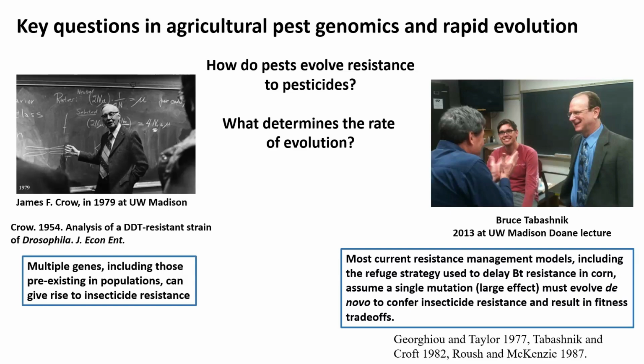So often they even claim that it's likely to be recessive because of the fitness trade-offs that are involved. And if we plan our strategies of management around that model, we can delay the onset of resistance evolution. So folks like Bruce Tabashnik and others have developed these pretty expansive mathematical models to explore how to manage pests to avoid the development of resistance.